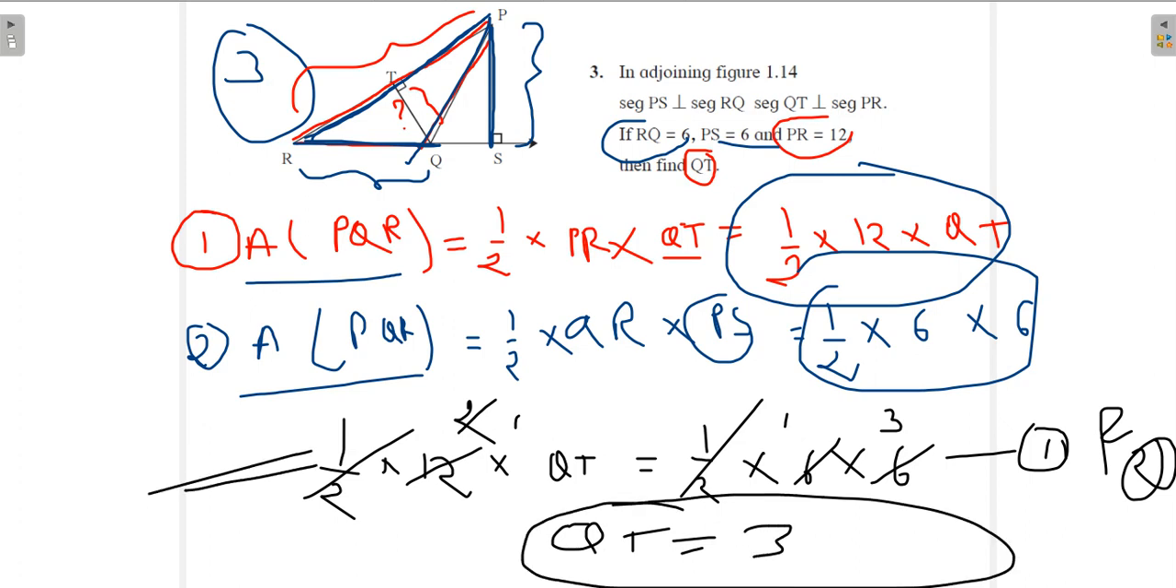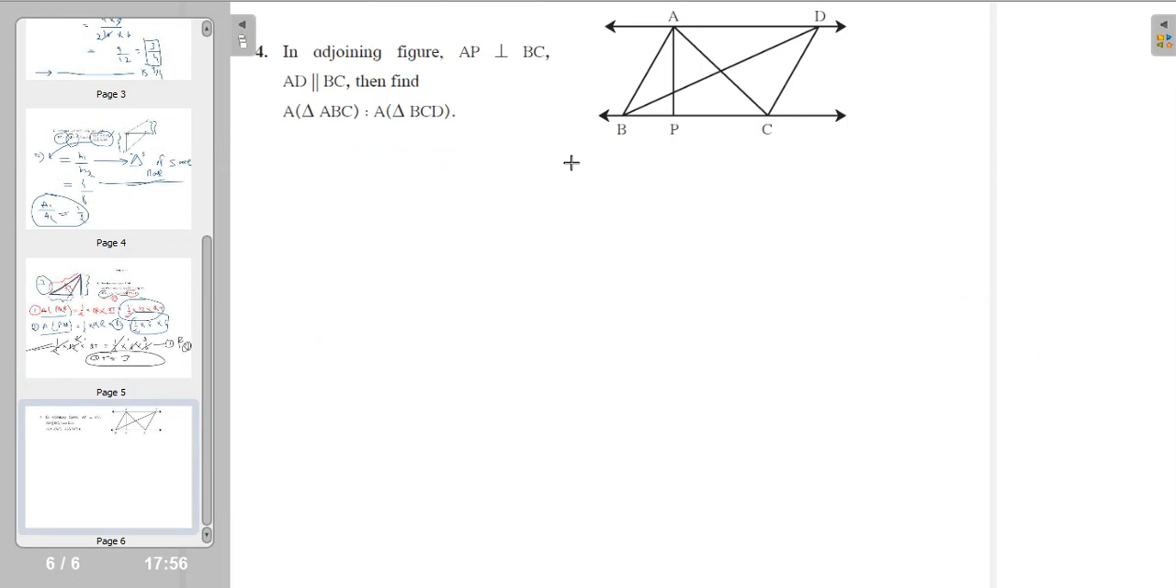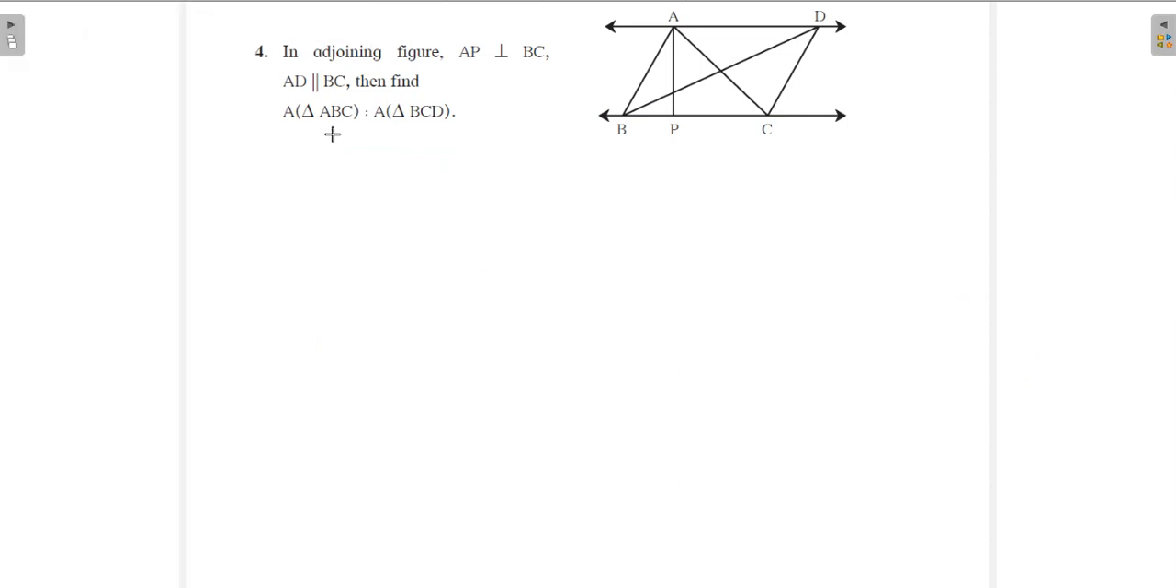That's it. Okay guys, this was the third and tricky problem. Let's move to the next problem. That will be problem number 4, and we have to find the ratio of these two triangles. And I can clearly see that the base of triangle ABC and the base of triangle DBC are both the same. So as usual, if you can find the area, it will be very easy.